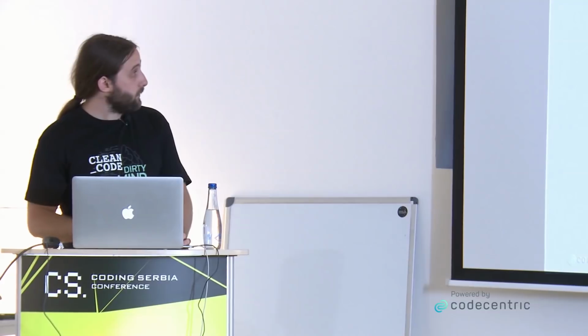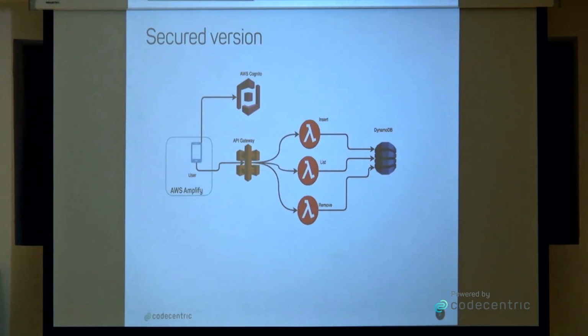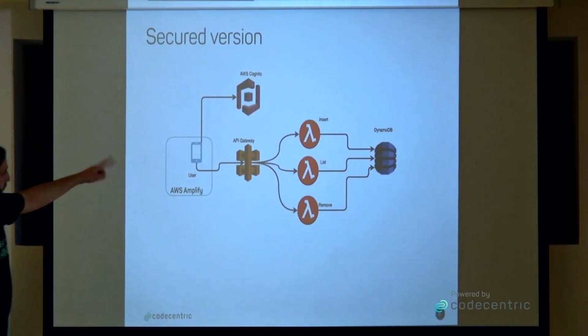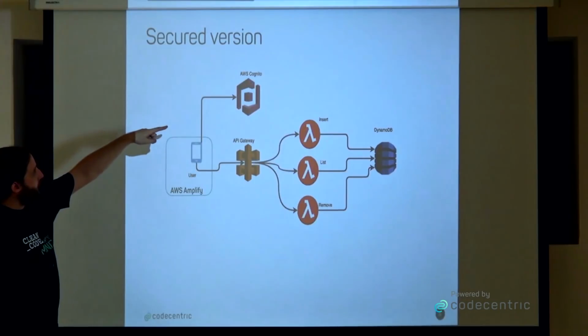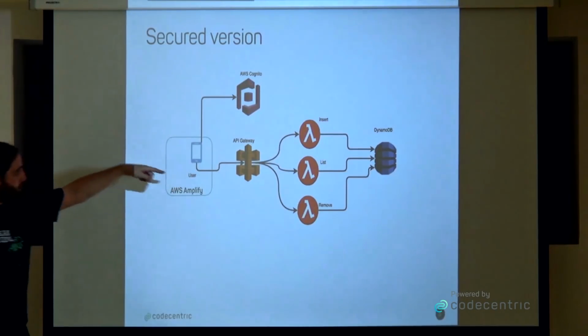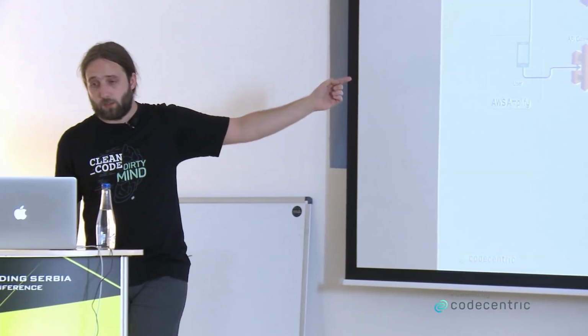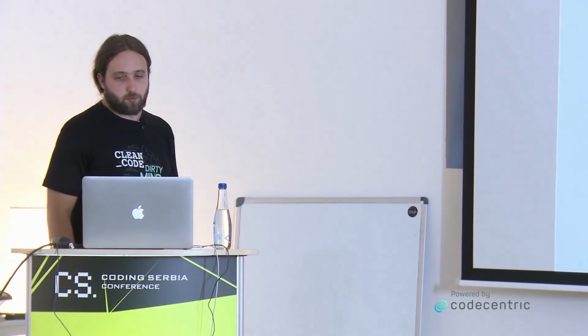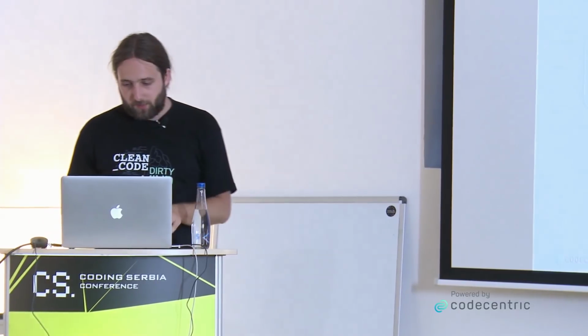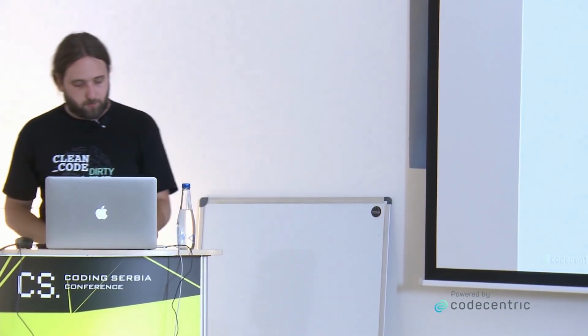So this is how my secured version of the application looks like. I have my user, my mobile application with AWS Amplify. I have AWS Cognito, which then secures API Gateway and the rest of the AWS resources that I'm using. Okay, so now it's time for the demo.